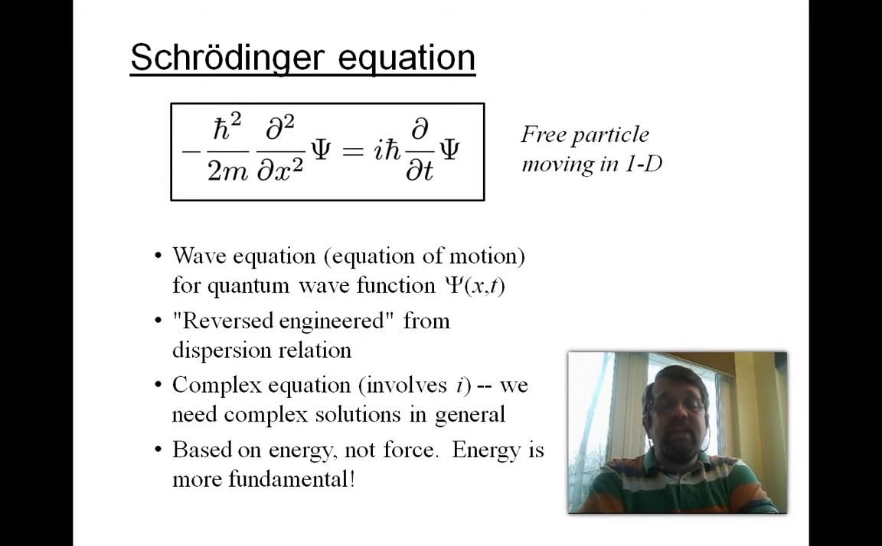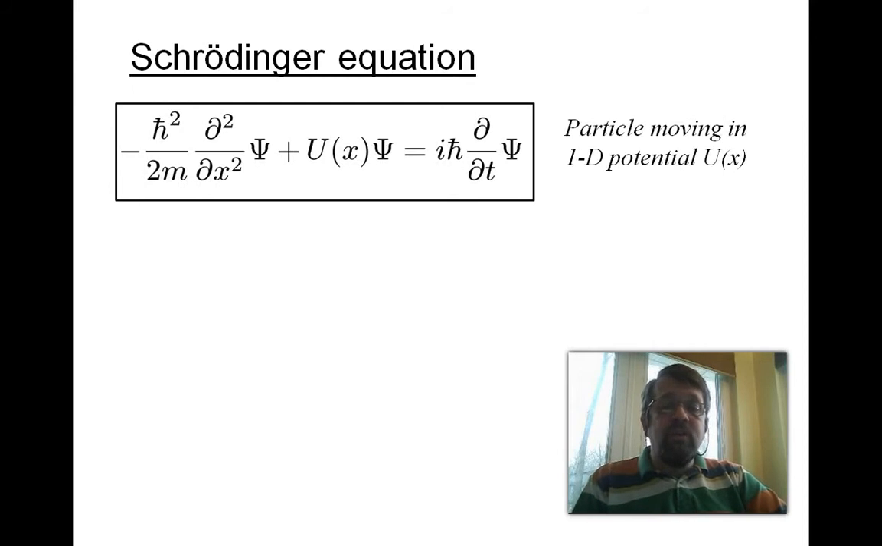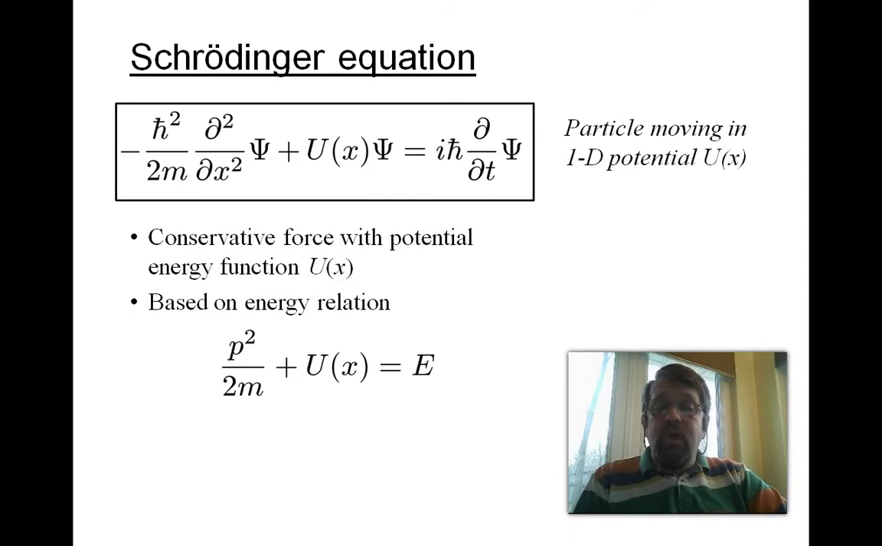Well, this is for a free particle, a particle that has no forces acting on it. What if we wanted to consider a particle that had a force acting on it? Then we would have to make sure we describe that force in energy terms. In other words, we'd have to use a potential energy function. So this is the version of the Schrodinger equation that applies for a particle moving in one dimension subject to a potential energy function, U of x. That is to say, we're considering a conservative force with a potential energy function U. And we're basing this equation on the energy relation p squared over 2m plus U is equal to E. And so the Schrodinger equation in this case is minus h bar squared over 2m times the second derivative of psi with respect to x plus U times psi is equal to i h bar times the derivative of psi with respect to time.